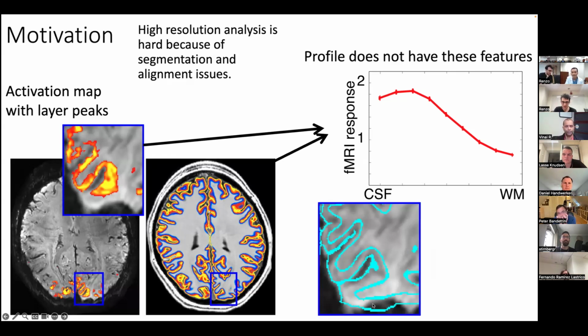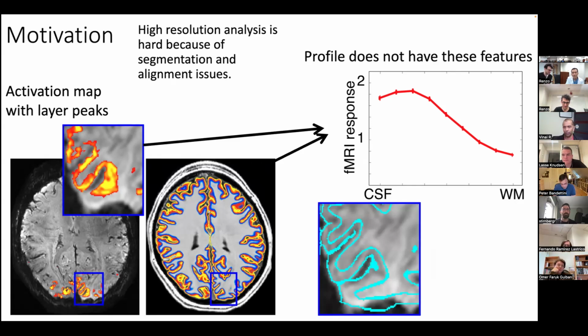You can see down here. The profile is surprisingly flat and blurry without a clear peak. This is frustrating, given there's a clear narrow peak visible in the activation map. Why is it not there in the profile? This is because topup and alignment never work perfectly.